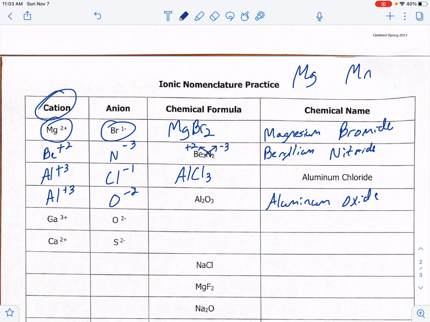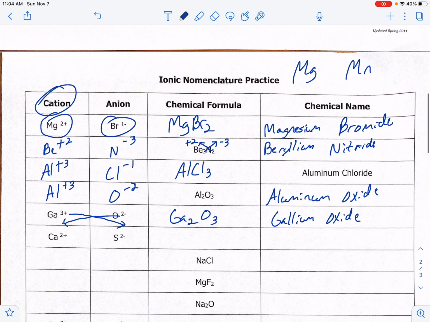So I know that gallium and oxygen are not balanced. So I would take that 2 from the oxygen over here to the gallium, and I would take the 3 from the gallium over here to oxygen. So that means I need 2 galliums and 3 oxygens to be considered balanced. Now for my name I'm just going to write out gallium, and instead of oxygen it becomes oxide.